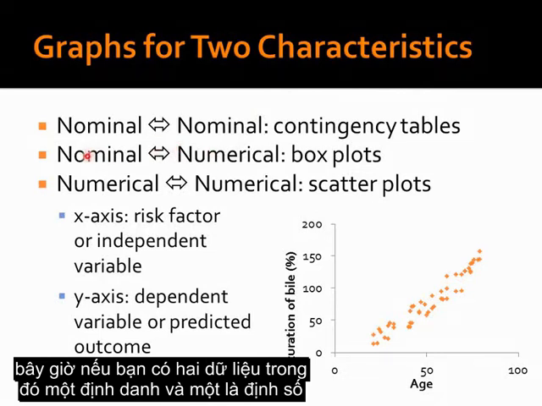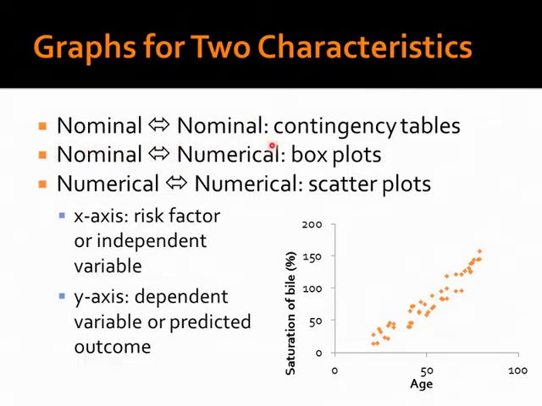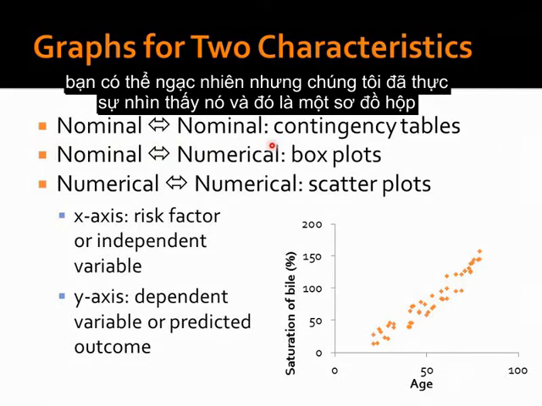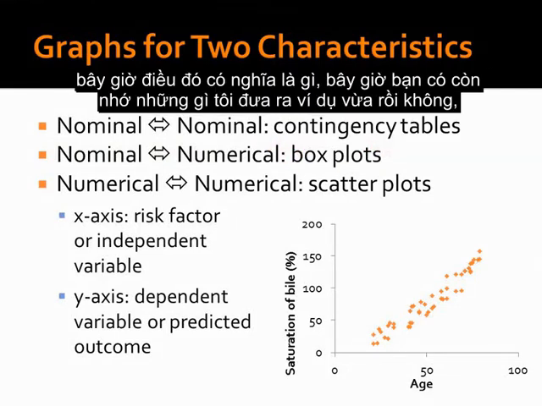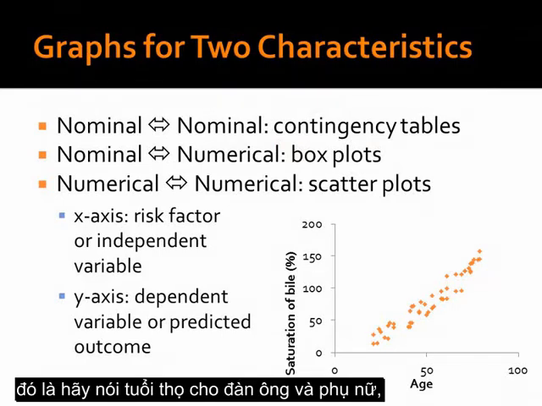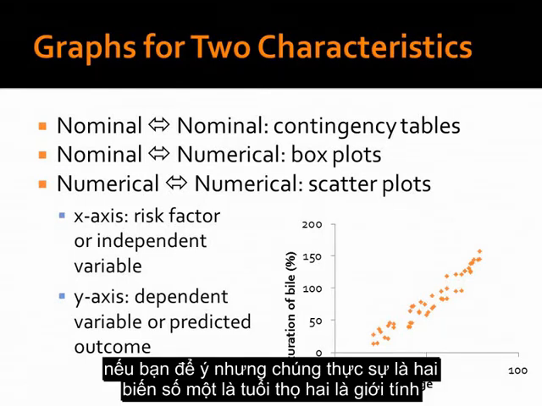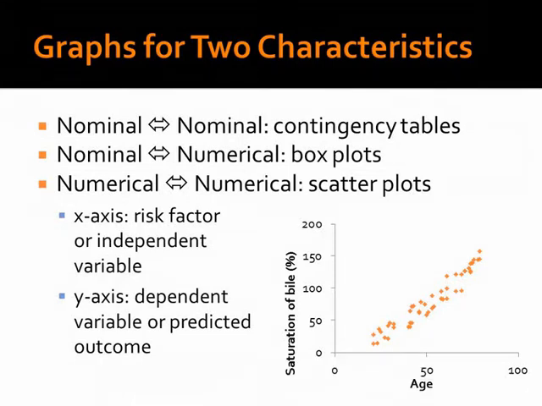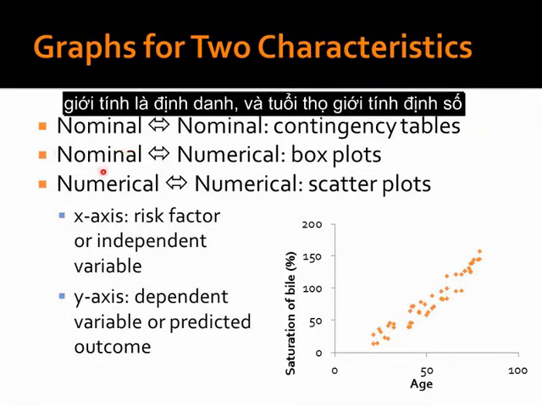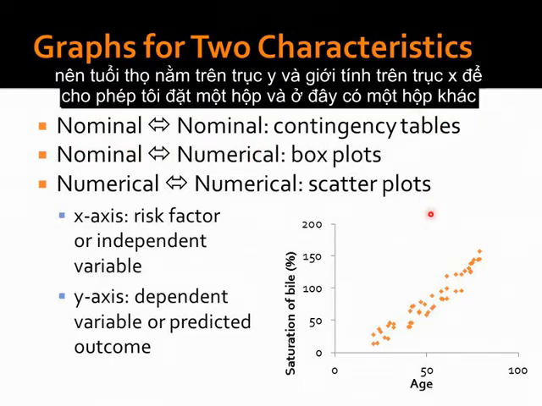Now, if you have two data where one is nominal and one is numerical, it might surprise you, but we have actually seen it just now, and that was a box plot. Do you still remember the example I gave? It was life expectancy for males and females. There were actually two variables there: life expectancy and gender. Gender is nominal, life expectancy is numerical. So life expectancy was on the y-axis, and gender was on the x-axis. That allowed me to put one box plot here, another box plot there, and so on.